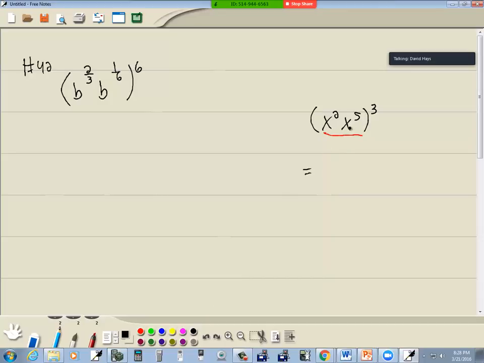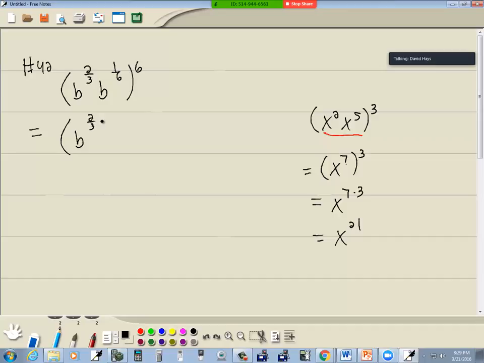So we got x to a power times x to a power, so you add the exponents. 2 plus 5 is 7. Now remember at this point, when you're raising one exponent to another exponent, you multiply the exponents together. So it takes 7 times 3, which would give us x to the 21st. Well, we'll do the same thing over here. We got b to a power times b to a power, so we're going to add the exponents.